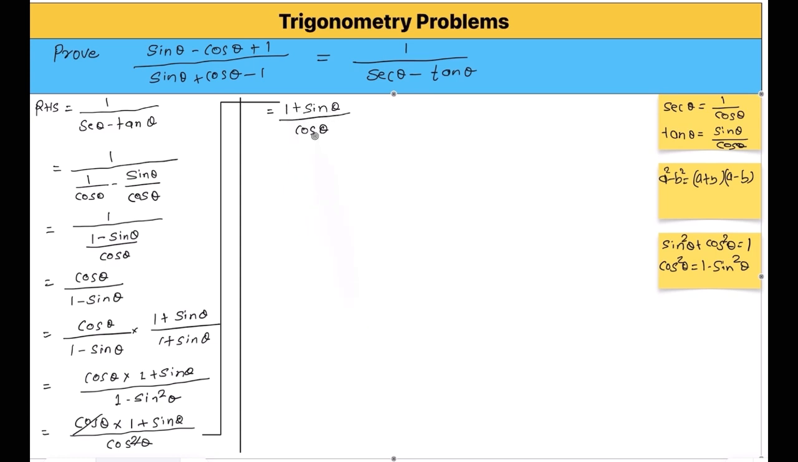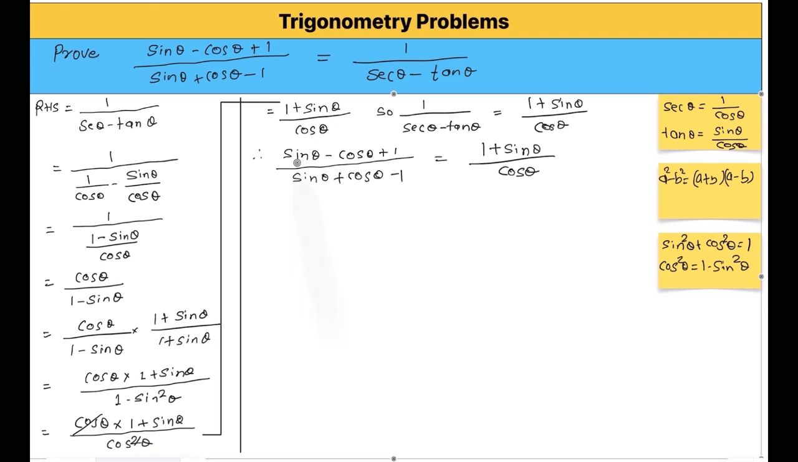Now this is our RHS. That means we have proved that up till now 1 upon sec theta minus tan theta, which was our original RHS, is equal to 1 plus sin theta upon cos theta, which is derived RHS. From our original problem, sin theta minus cos theta plus 1 upon sin theta plus cos theta minus 1 is equal to 1 plus sin theta upon cos theta.